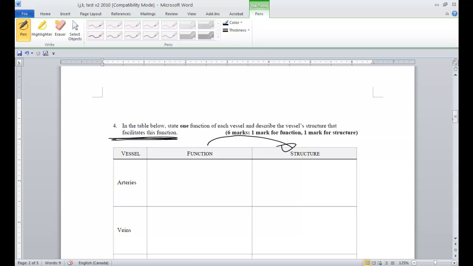So two possibilities for the arteries. They carry blood away from heart. And many of you said O2 blood, right? You want to be careful because that is not always true. What is always true about arteries? They always carry blood away from the heart. Always. The structure that makes them good at doing this, they have thick walls to withstand the high blood pressure.